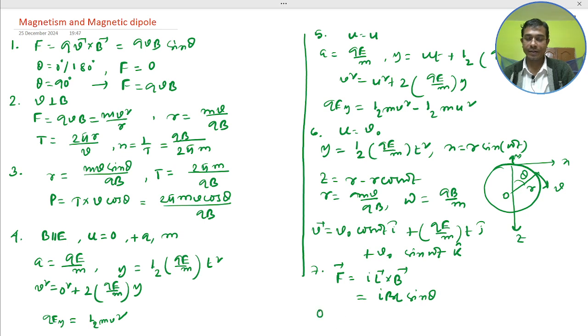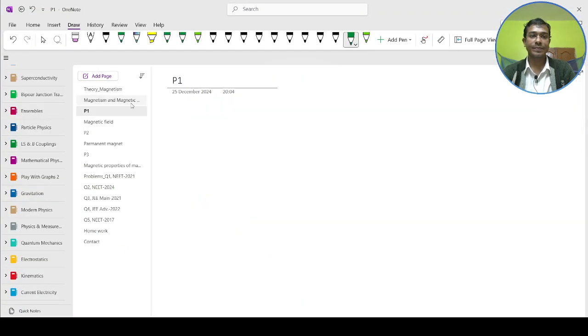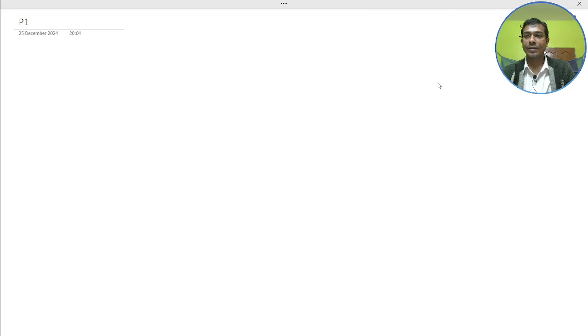For theta 0 or 180 degrees, the force F would be minimum, and for theta 90 degrees, the force F would be IBL. Go ahead to our next topic, that is the moment of couple on a current carrying rectangular loop.